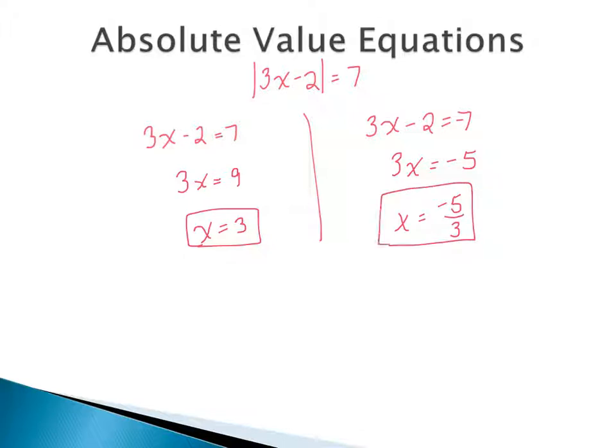So these are your solutions to the absolute value equation. We get two answers, and you can go back in and check that even though the inside might be negative, when we take the absolute value we're talking about distance, so we end up getting a positive. So our solution set here is 3 and negative 5/3.